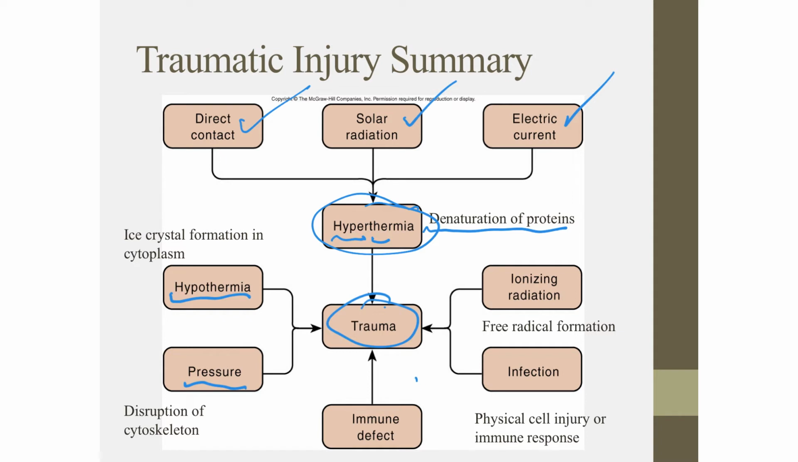Immune defects in general are referred to as an agent of traumatic injury. The immune system has a variety of functions, one of the most important being patrolling the body and recognizing things that are foreign so that it doesn't cause a reaction in the body.